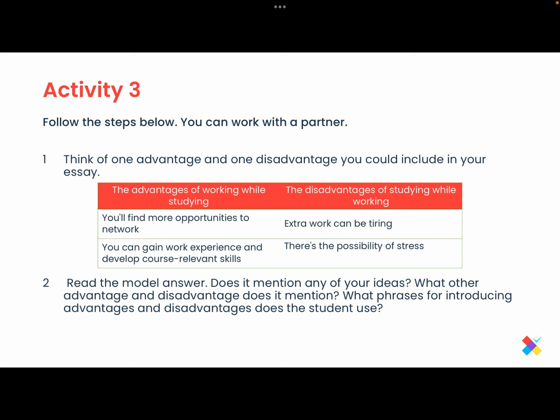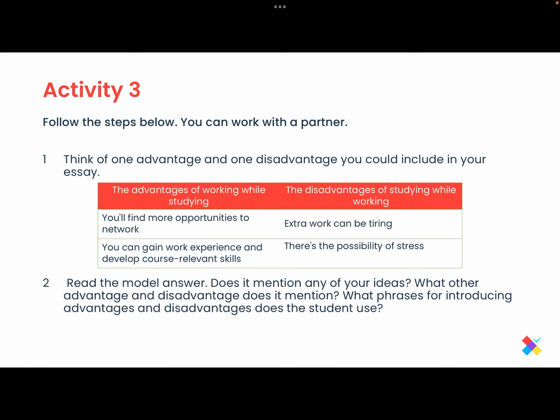It is extremely important you understand the task, and it's extremely important you write what the task asks you to write. If you go off topic, you're going to be penalized. You can even get 0. All right, for the next activity, I would like you to follow the steps below.